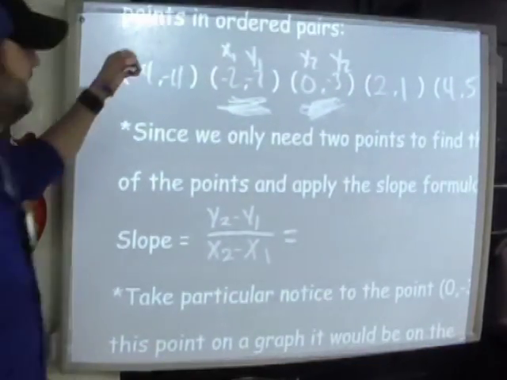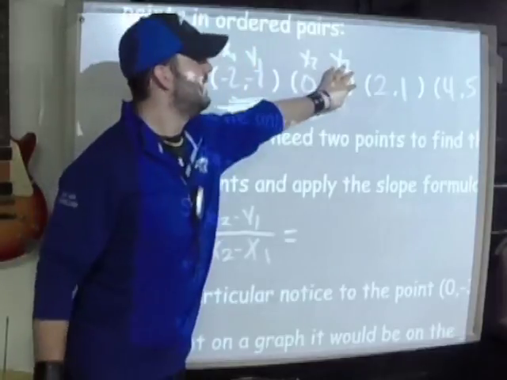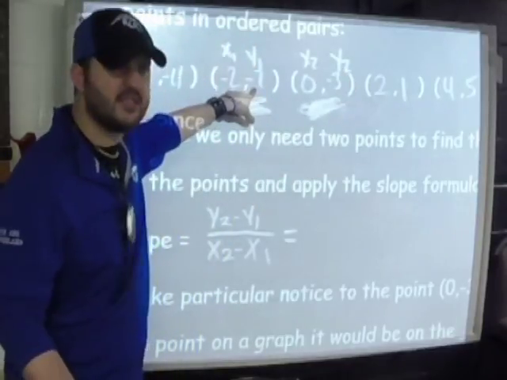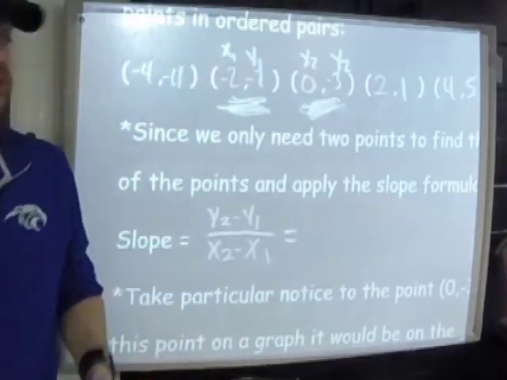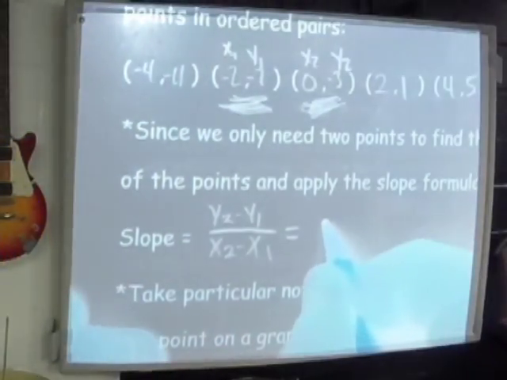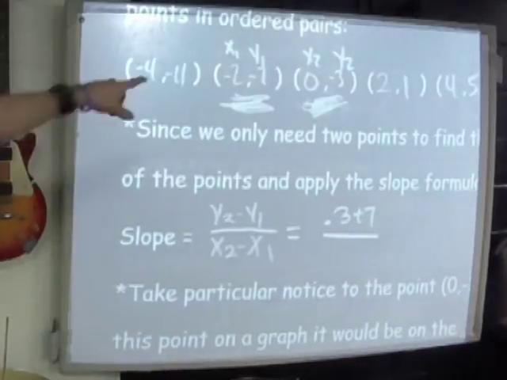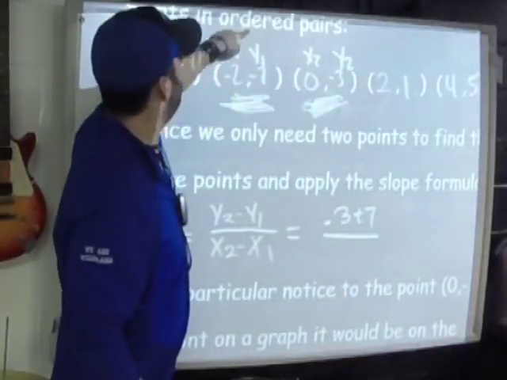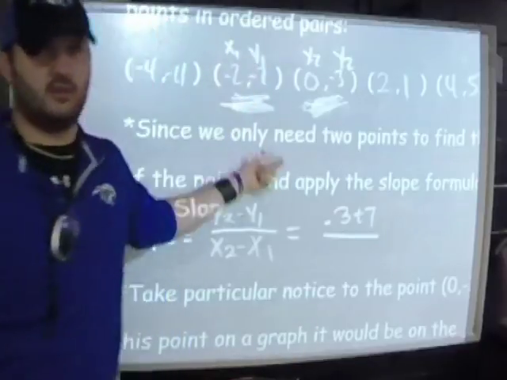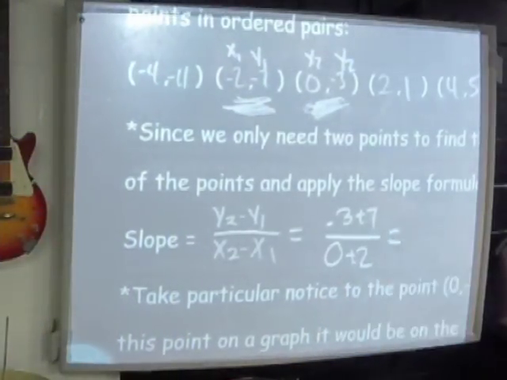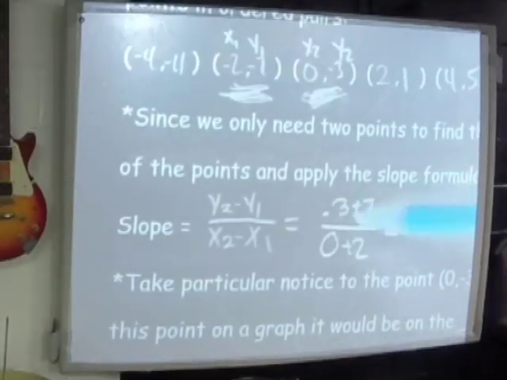So y2 is what? -3. Let's go -3 minus -7. So it'll go -3 plus 7. And on bottom? 0 minus 2, so 0 plus 2. 0 plus 2 is 2. Now you can do this with your calculator, or you can maybe do it in your head. If you did it in your head, what do you get? What's this make?